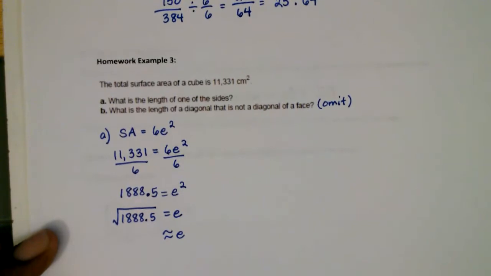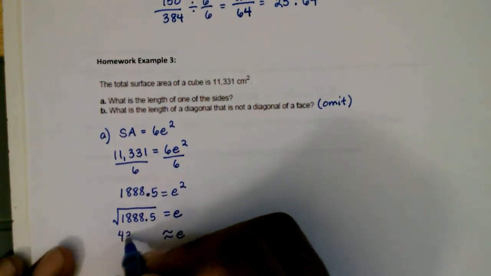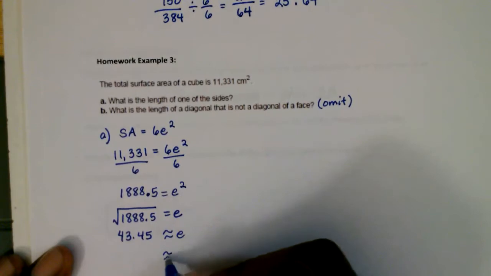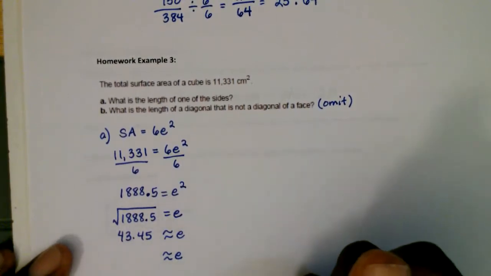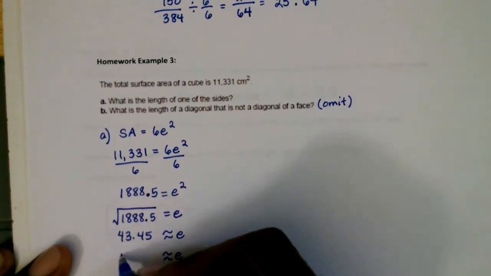And let's say I want to round this off to the nearest whole number. I will tell you when I do its square root. Let's see, 1,888.5. And then if I do the square root, I'm going to get approximately 43.45. But let's say I want to round that to the nearest whole number. It will be 43.